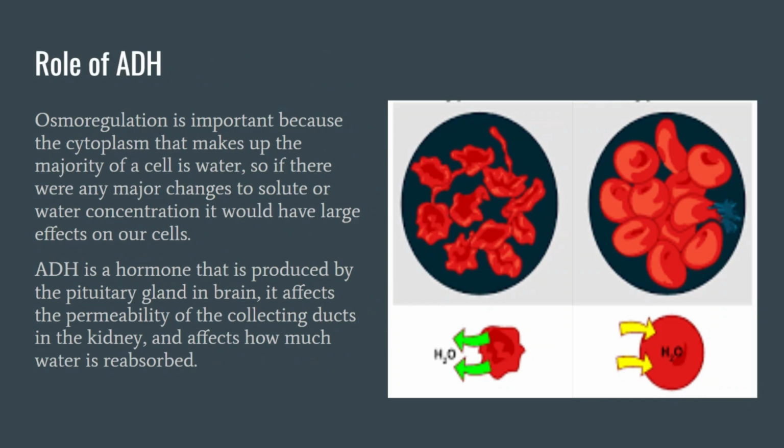ADH is a hormone that is produced by the pituitary gland in the brain. It affects the permeability of the collecting ducts in the kidney, and affects how much water is reabsorbed. The amount of ADH produced depends on the amount of water present in the blood. If the blood water level is too low, then more ADH is produced to make the kidney collecting duct more permeable, and thus more water is absorbed into the bloodstream.